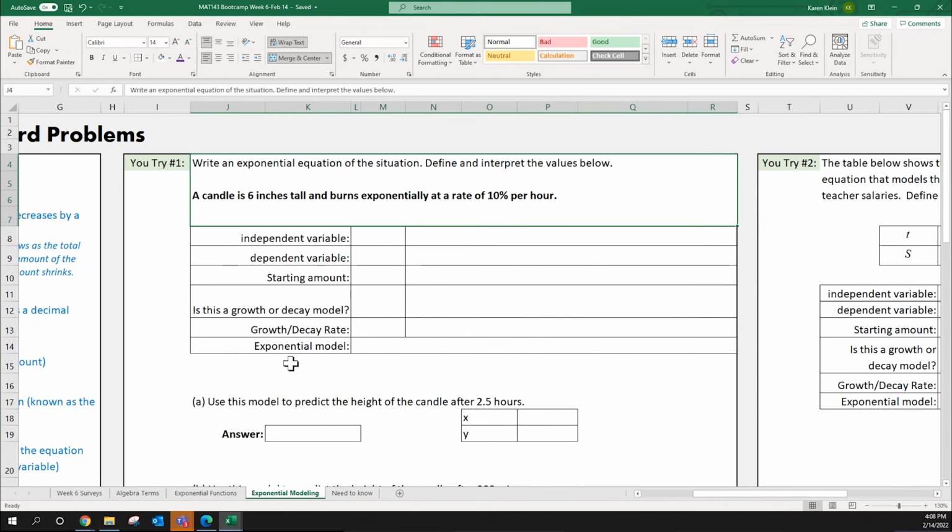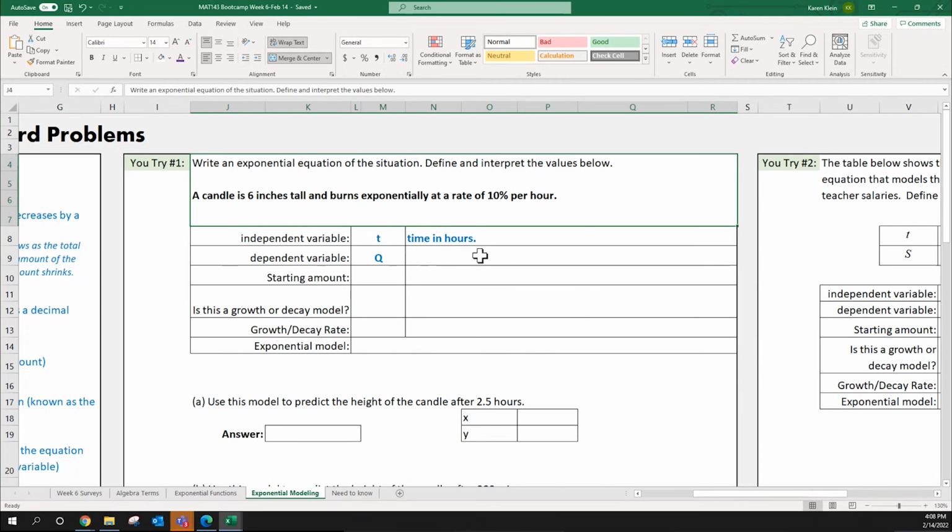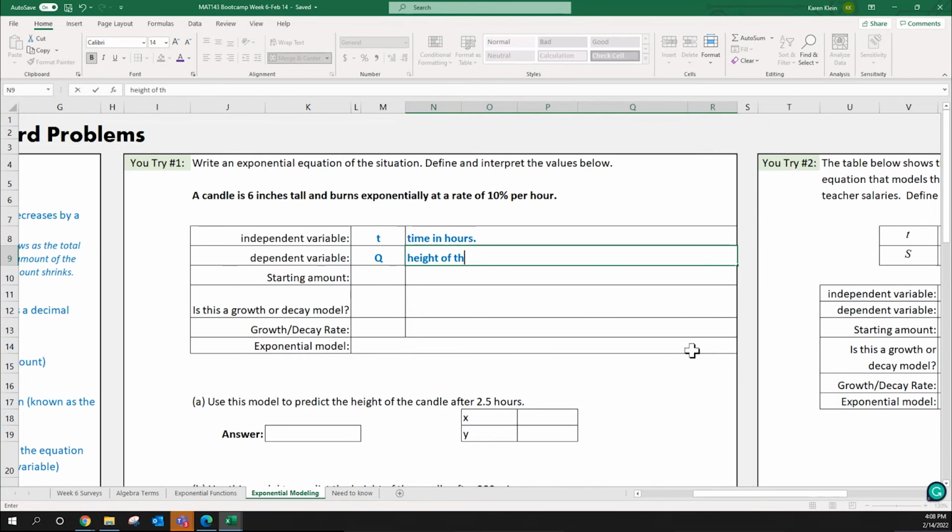So suppose they give us the situation where it says a candle starts out as 6 inches tall. It's the same kind of problem we have for the linear, except that it's burning exponentially at a rate of 10% per hour. So we've got input, output. Our input is going to be T, our output is going to be Q. T represents time in hours, and I know it's in hours because it says 10% per hour. Q is going to be the height of the candle in inches.